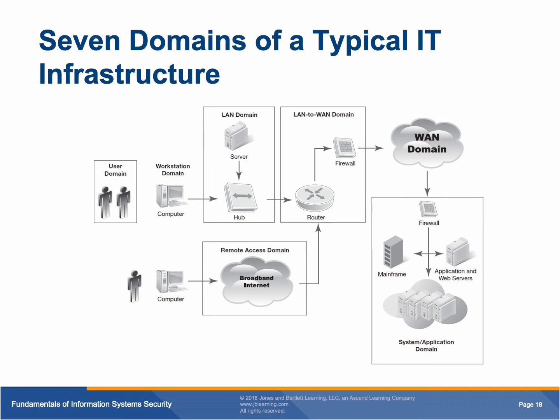And so these are the 7 domains that we're going to be dealing with, that we're going to be talking about. So first we have the user domain, right? That is going to define the people. The workstation domain, so the computers. The LAN domain, so the networked devices. The LAN to WAN, so the local network connecting to the wide area network. The WAN domain, so the wide area network. The remote access, so people who are connecting from, perhaps working from home, who are connecting into it. And then the system domain, application domain, so all of the different mission critical systems that we have to deal with.